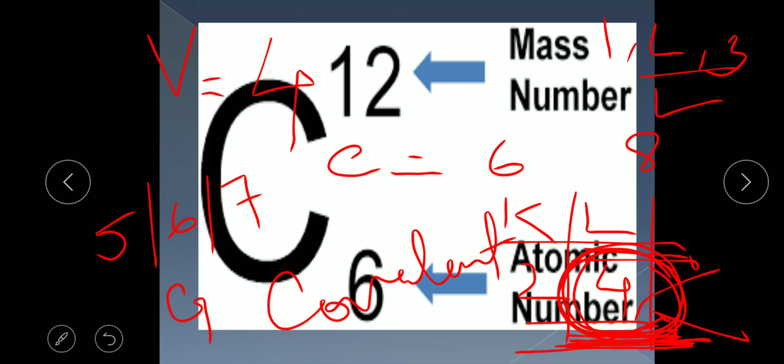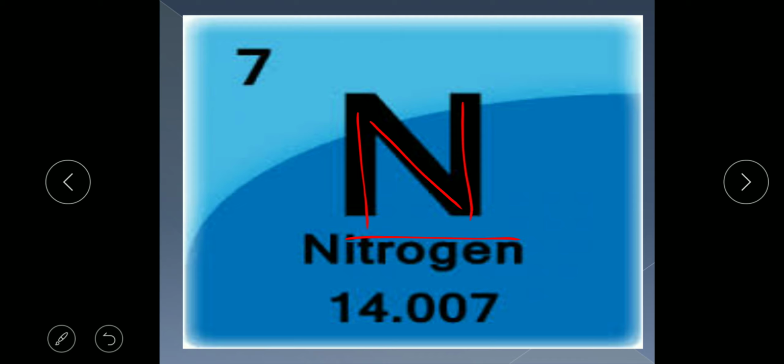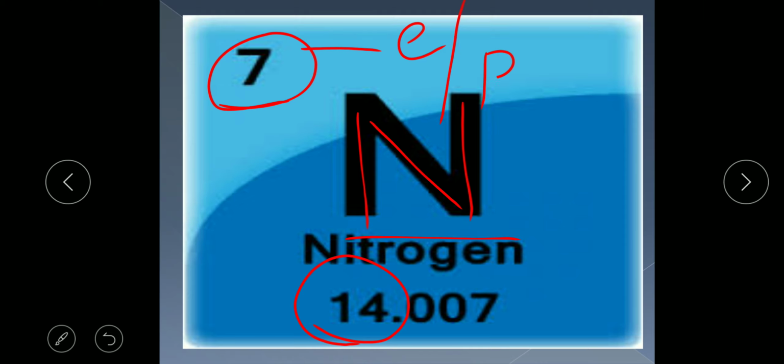Now moving to the next element, that is nitrogen. The symbol of nitrogen is capital N. Its atomic number is 7, and its atomic mass is 14. We are taking the rounded-off whole numbers. Okay. So atomic number is 7. So what will be its number of electrons? That is 7. What will be its number of protons? That is 7.